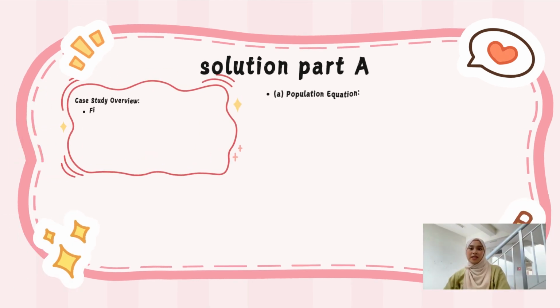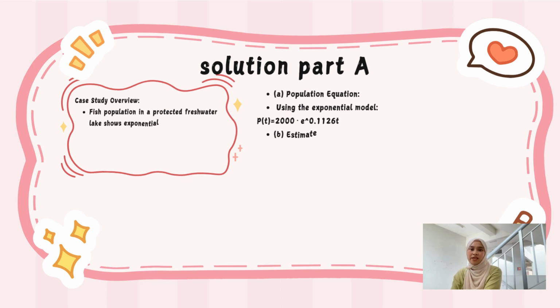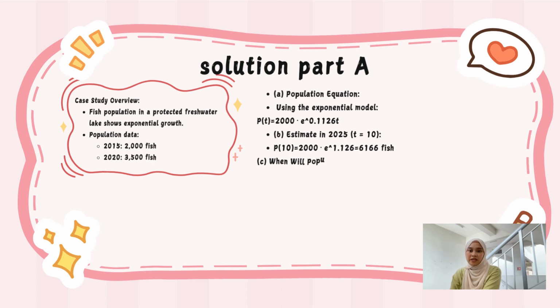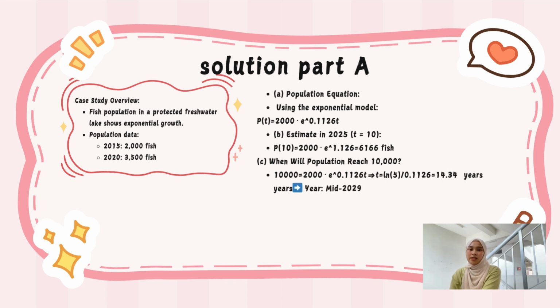Thank you. Good day everyone, today I will be presenting a case study on exponential population growth in a protected freshwater lake, focusing on the dripping fish species. In 2015, research recorded a population of 2,000 fish due to clean water, abundant food and low predation. The species grew significantly. By 2020, just 5 years later, the population increased to 3,500, following an exponential growth pattern.